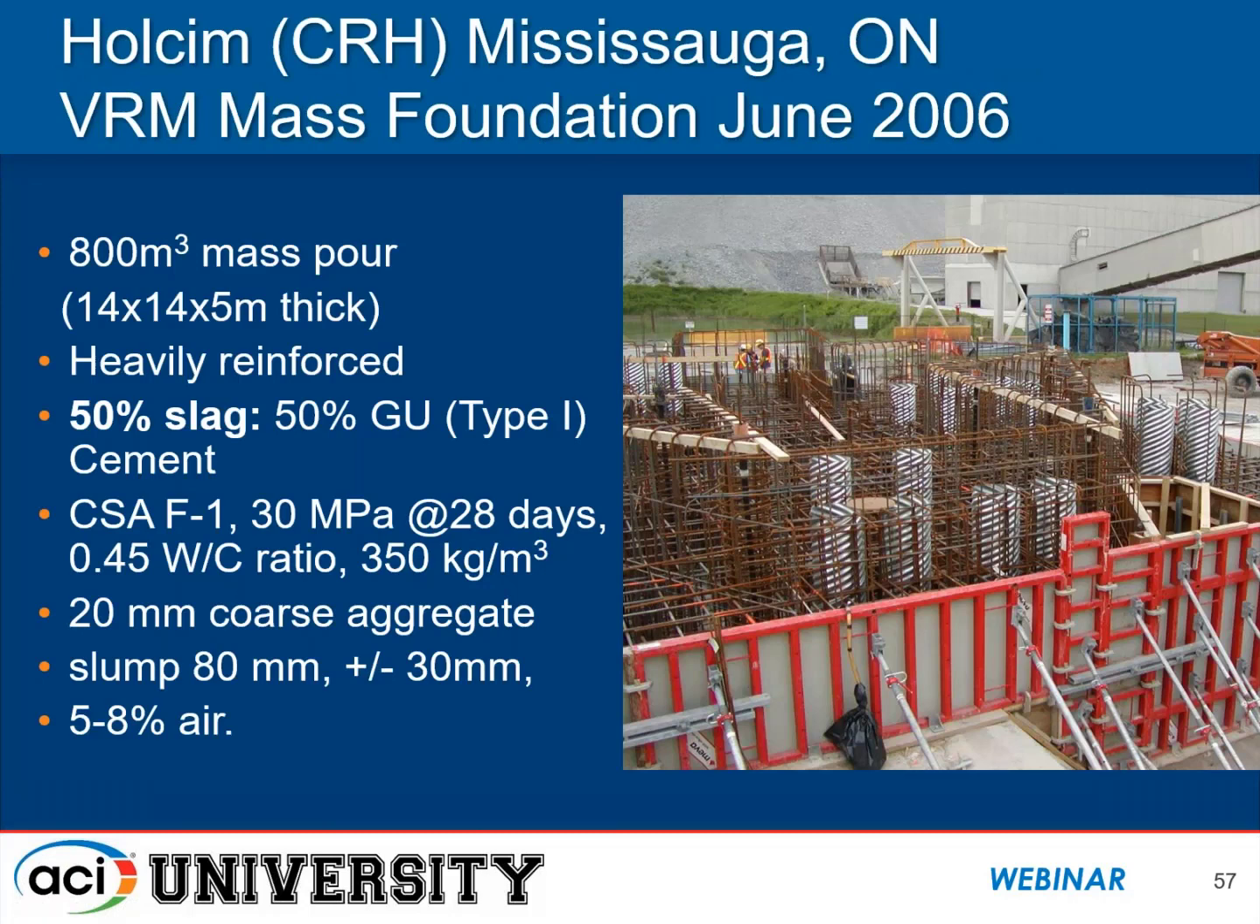And slag is used a lot in mass foundations. This happens to be an example near me in Ontario at what is now a CRH cement plant. They put in a vertical roller mill 15 years ago, and it was a mass foundation, 14 by 14 by 5 meters thick. Sorry, whatever 5 meters is, about 16 feet thick is the minimum dimension. And they used 50% slag and 50% of a type 1 cement. It had to meet freezing requirements. It had to be about 4,500 psi, 0.45 water binder ratio, and air entrained.